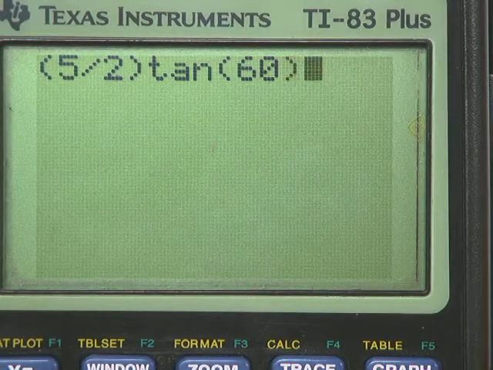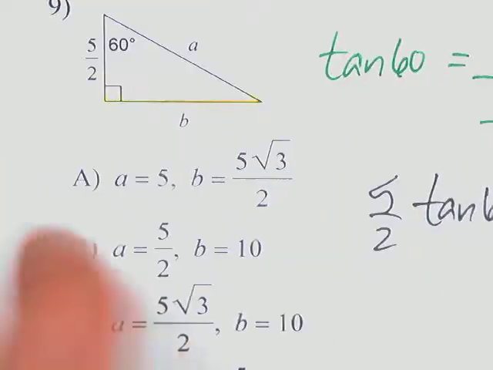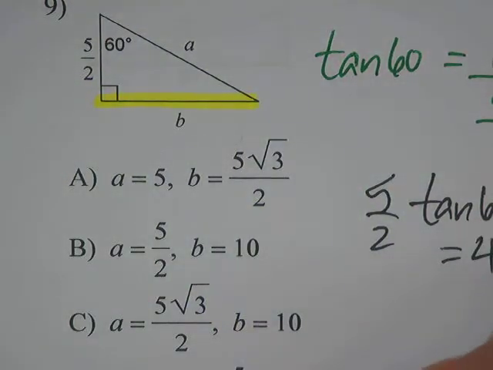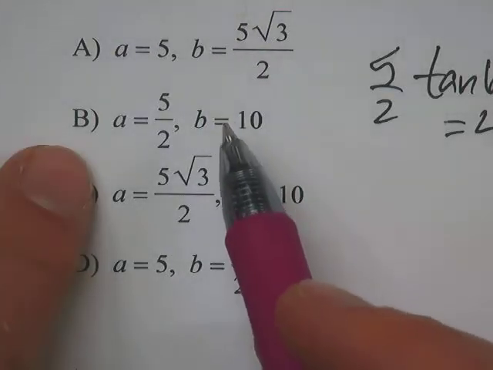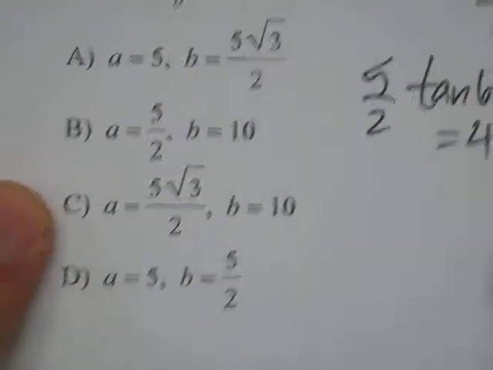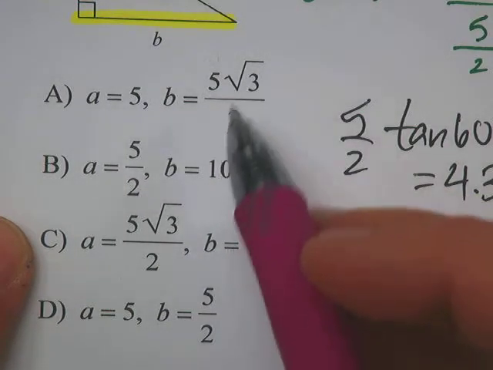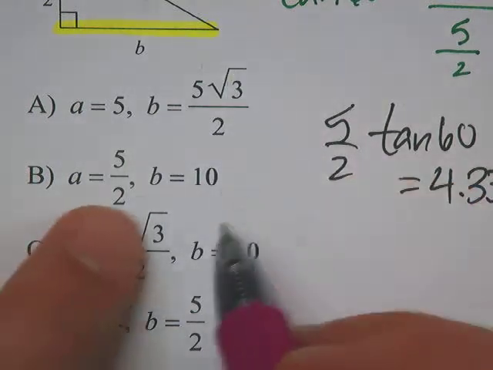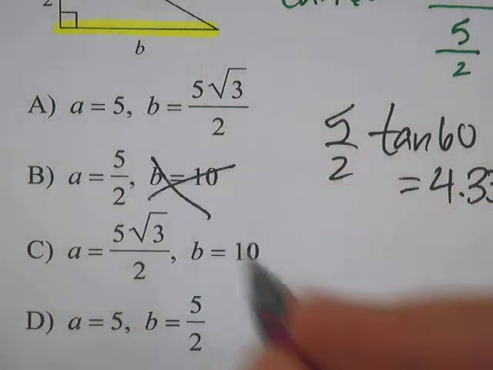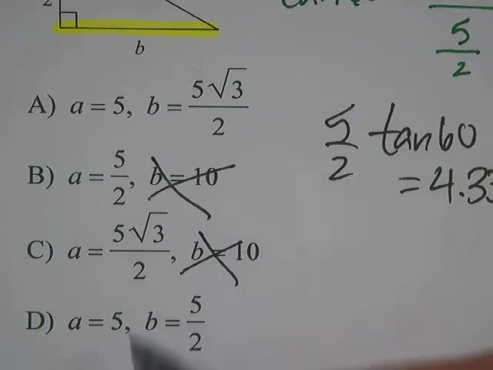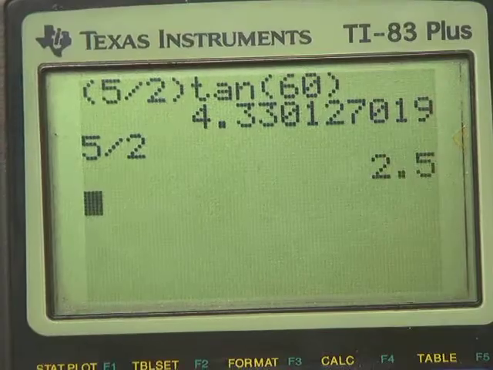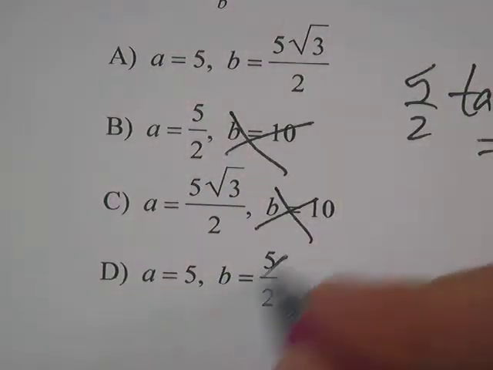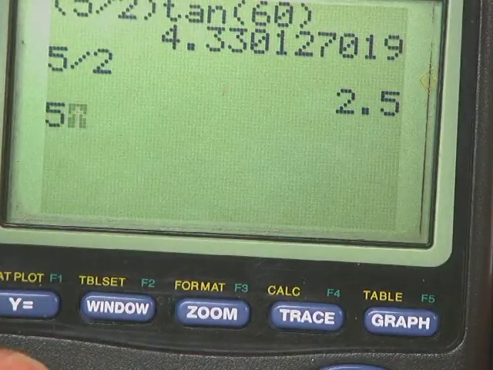To find B, what I'm going to type into my calculator is 5/2 times tangent of 60. Again, it's just a fraction. Don't let that freak you out. 5/2 tangent of 60, and I get 4.33. Now, if I look, none of these values of B have 4.33. So I have to check which ones would equal that. I know it's not this one, because 10 is just 10. So I know it's not that one.